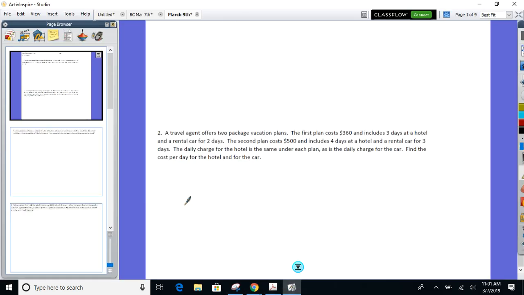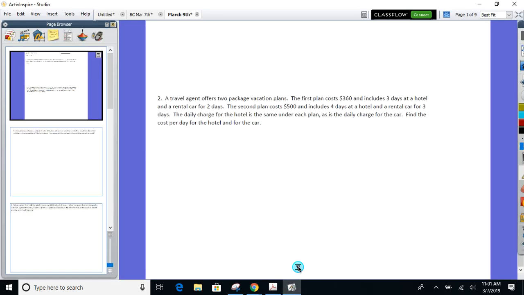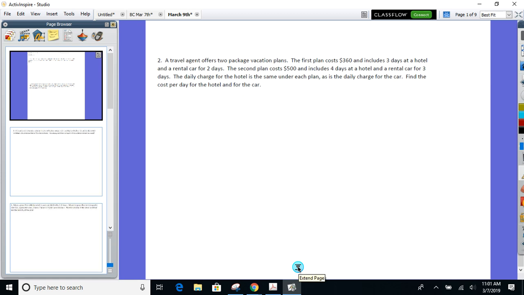Okay, you read through number two. Two packages: first plan, $360 for 3 days in a hotel and a rental car for 2 days. Second plan, same thing, just a different amount. We're supposed to find the cost per day of the hotel and the car. All right, so you read this. How many things am I asking you to find?